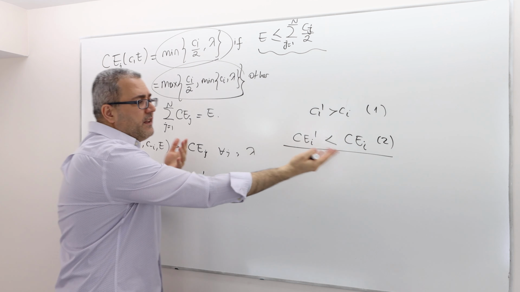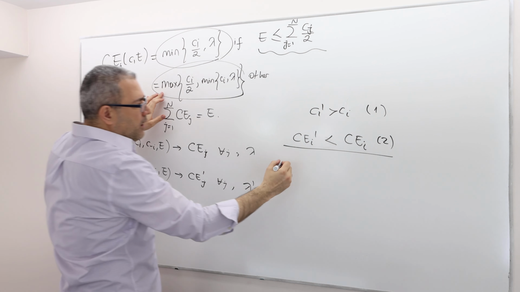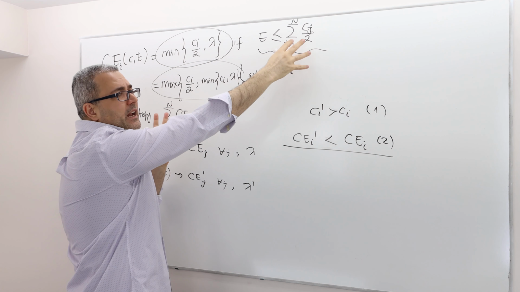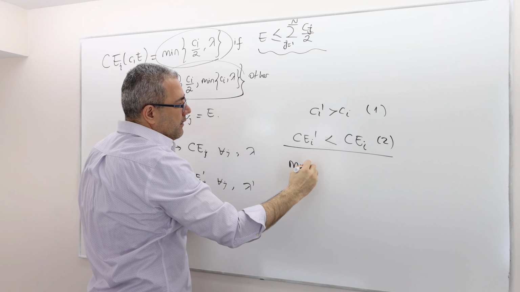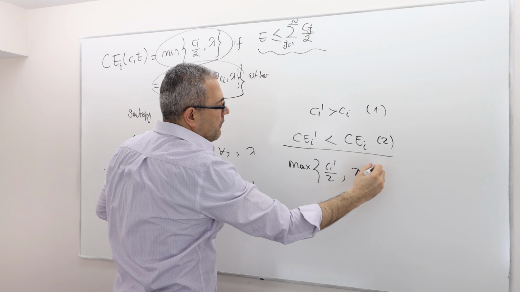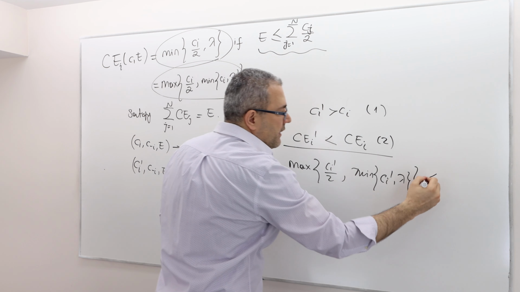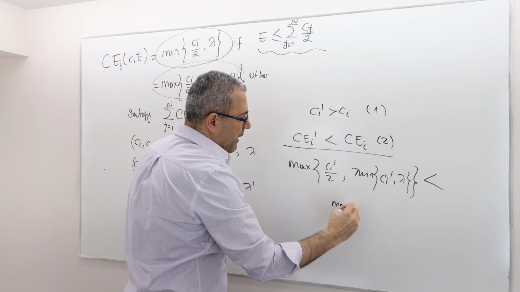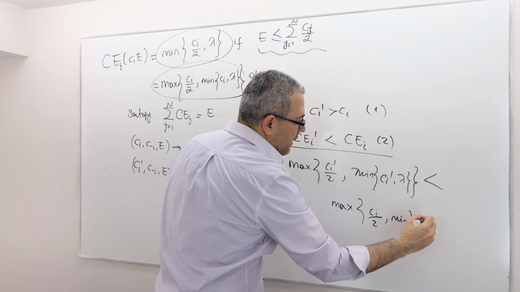Remember, open this up. What does that mean? CE_i prime means the following. Remember, I assumed E is greater than this term. So therefore, I'm going to be looking at here. It is going to be max of c_i prime over 2, comma, minimum of c_i prime, lambda. So this term is less than, sorry, I don't have any space. Let me write it here. Max of c_i divided by 2, min of c_i, lambda.